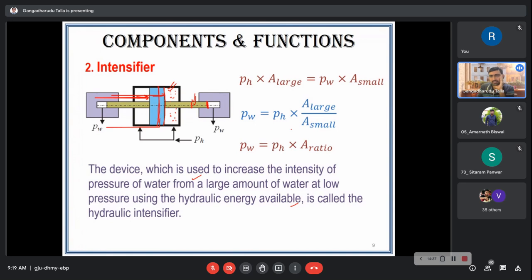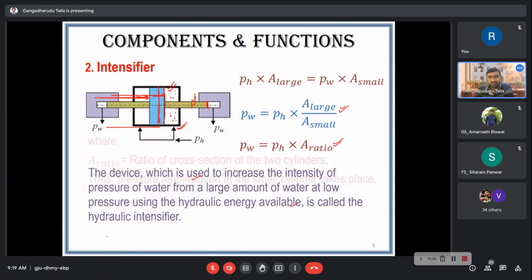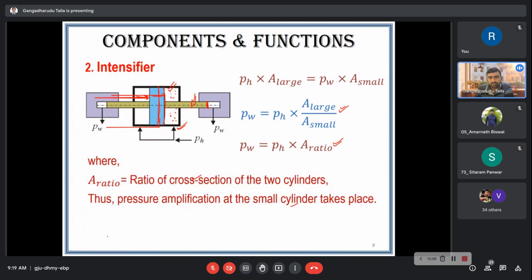Now PW can be expressed as PH into A large by A small. Now what is this A large by A small? It can be written as A ratio, the ratio of the cross sections. Working pressure is equal to PH, you can say hydraulic pressure, into A ratio. Is it clear? Yes, sir. So A ratio is the ratio of cross sections of two cylinders.